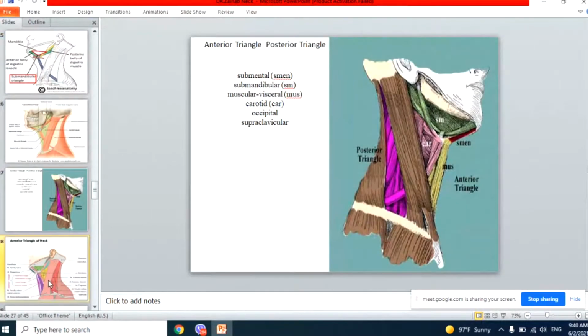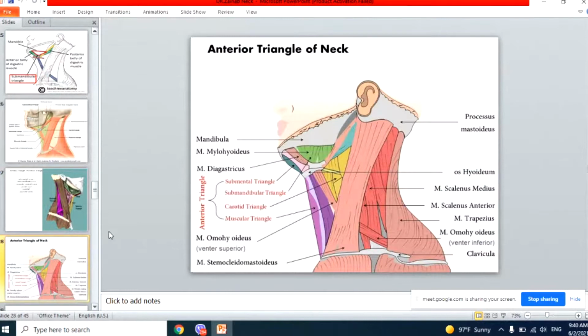Okay, so this is the anterior triangle of the neck. I put the red color on it. The anterior triangle is very important. Submental is this dark green, submandibular is light green here, the carotid triangle is yellow, and the purple one is the muscular triangle. If you notice, we have the anterior and posterior digastric muscle, the superior and inferior belly of the omohyoid muscle, and also the sternocleidomastoid muscle.